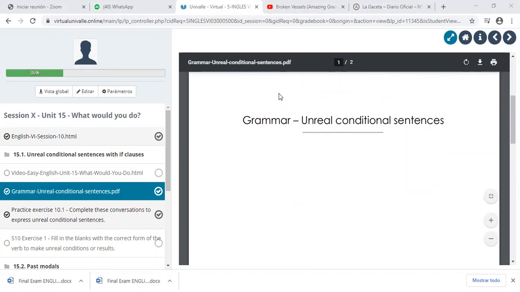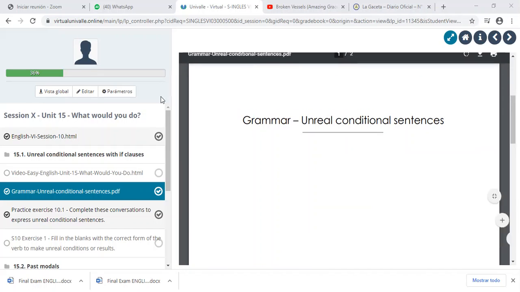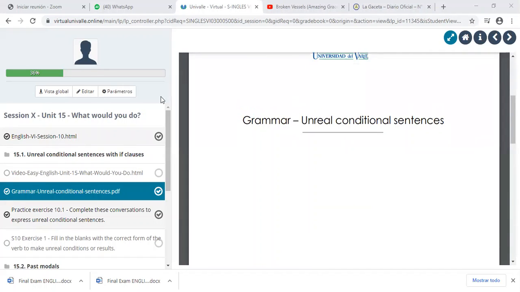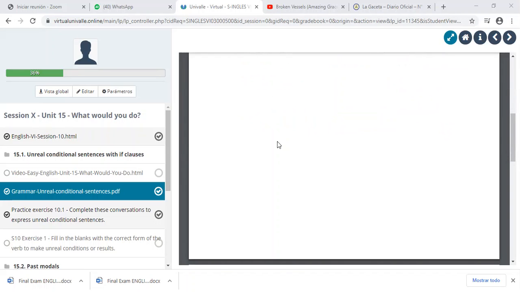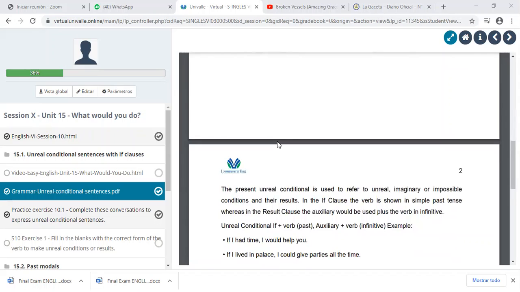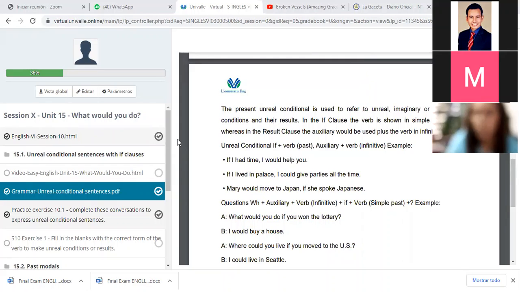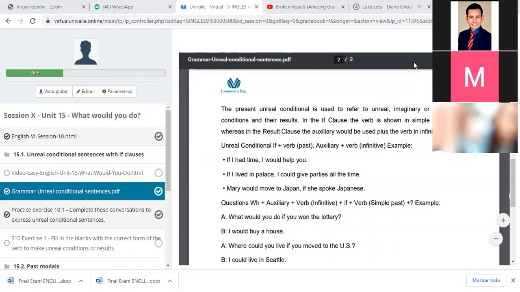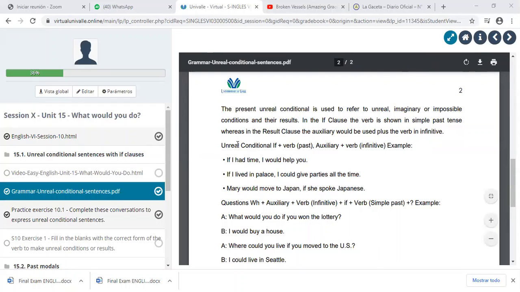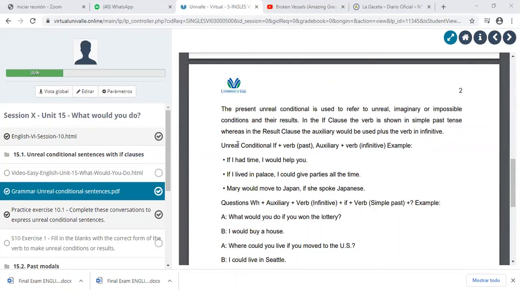This is grammar, and I think it's definitely important when you're learning a new language to use grammar correctly, because through grammar we can express ourselves in a correct way, okay? So in here, we are going to be reading the grammar explanation. The present unreal conditional is used to refer to unreal, imaginary, or impossible conditions and their results.